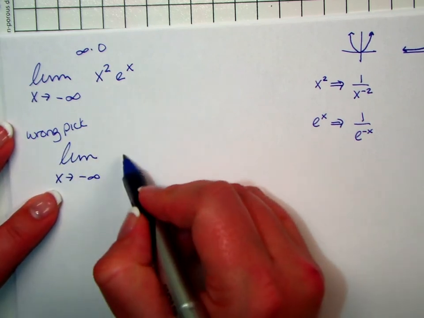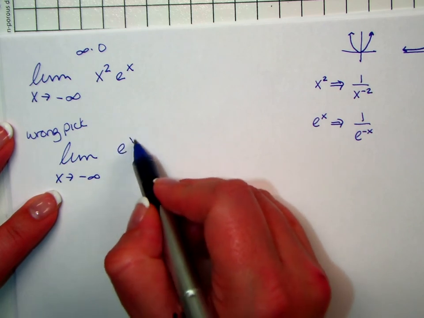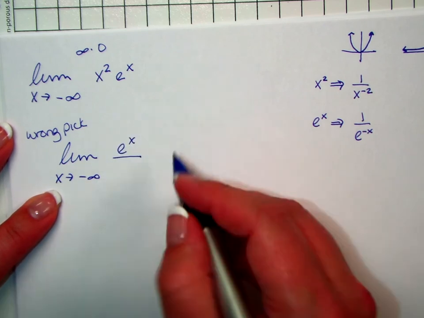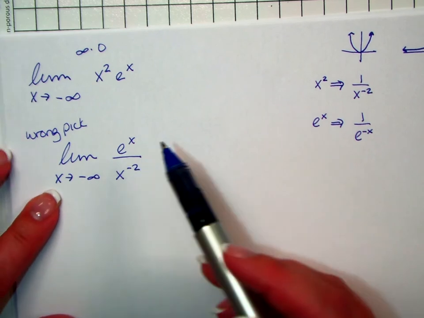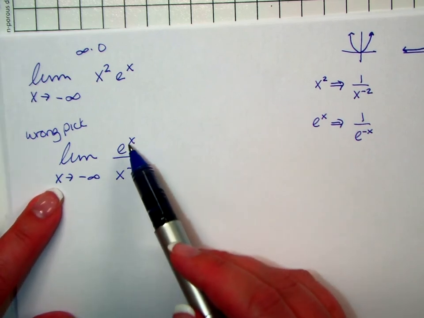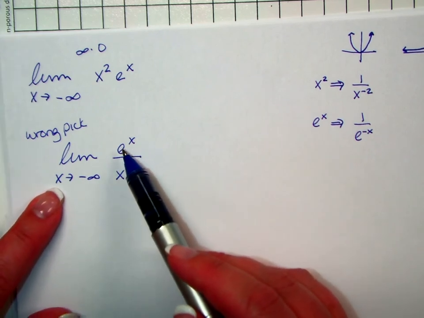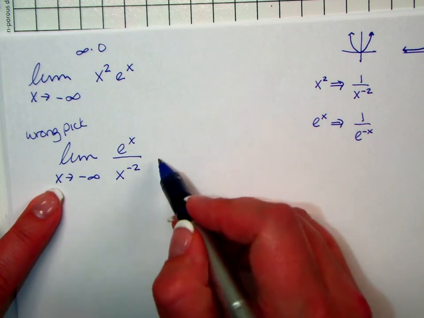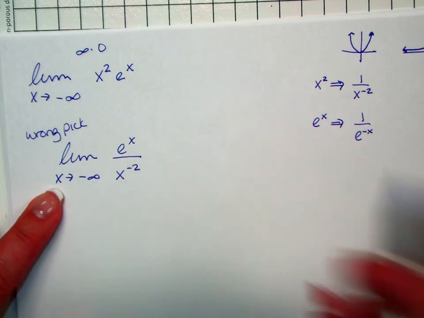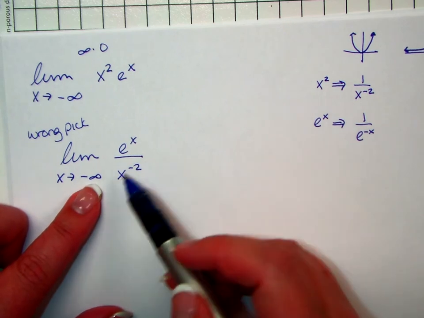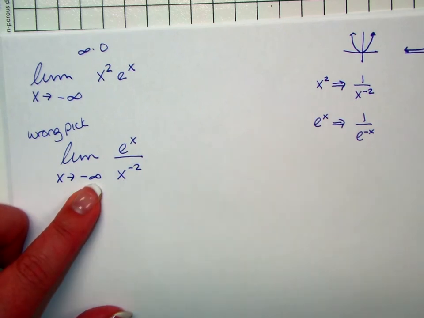So I'm going to get e to the x on top. I chose not to move that one, and I chose x to the negative 2. It's tempting because the derivative of e to the x is so simple, right? The derivative of e to the x is e to the x. But if we were to apply L'Hopital's rule here, is it indeterminate?